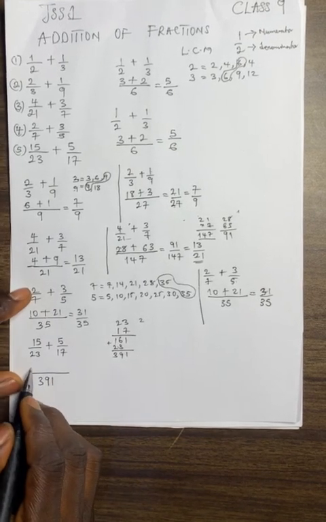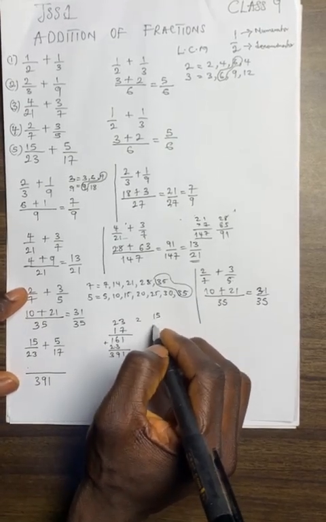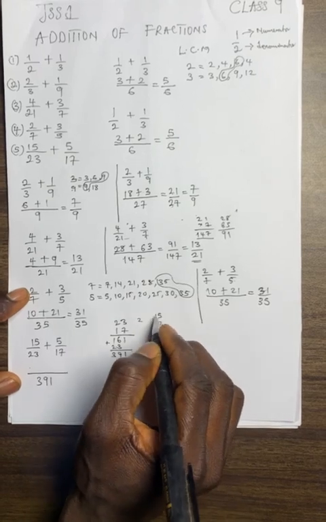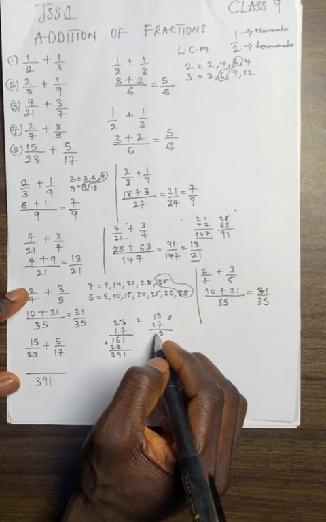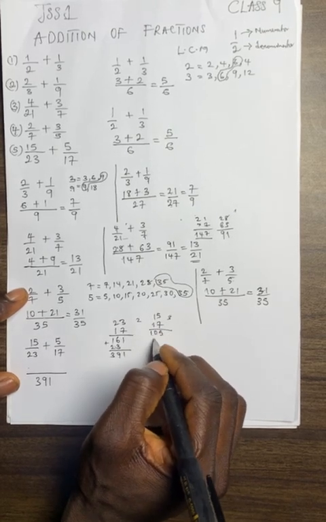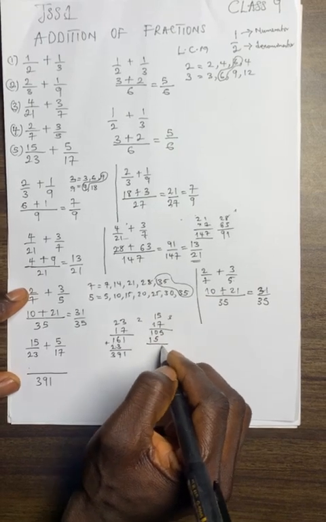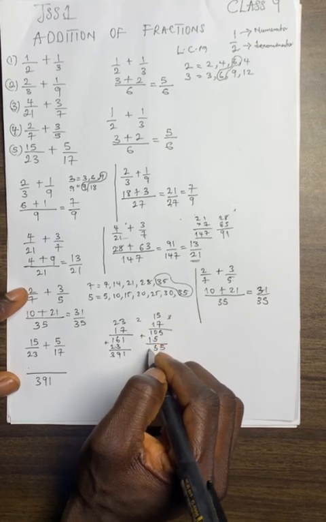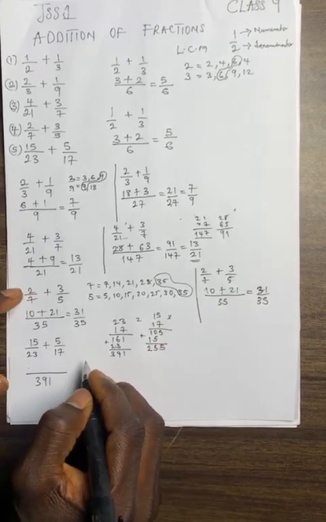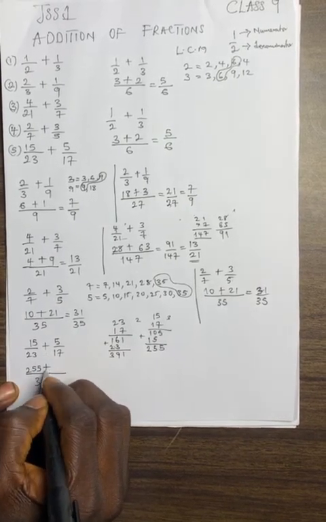For you to get the one here, you multiply 15 by 17. 15 multiplied by 17. 7 times 5 is 35. Write down 5, carry 3. 7 times 1 is 7 plus 3, 10. 1 times 5 is 5. 1 times 1 is 1. Add: 0 plus 5 is 5. 1 plus 1 is 2. So we have 2, 5, 5. Plus this our addition sign.